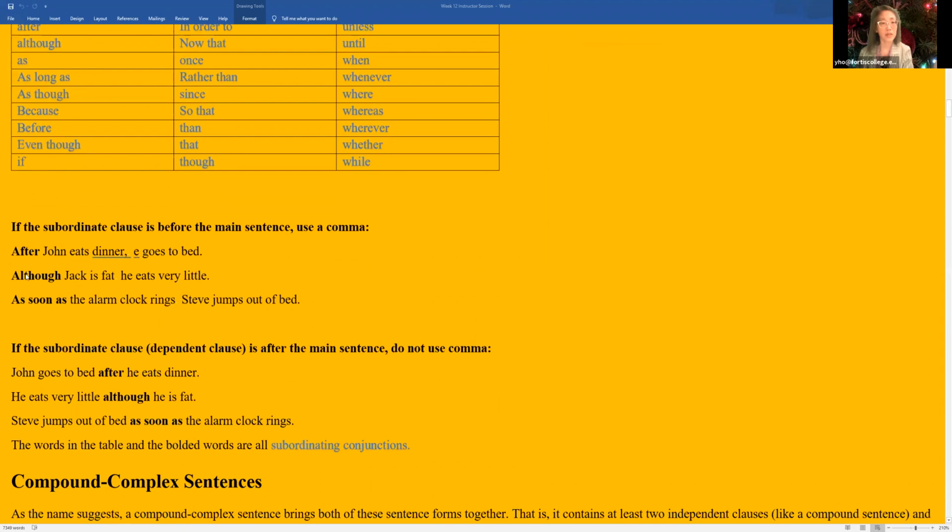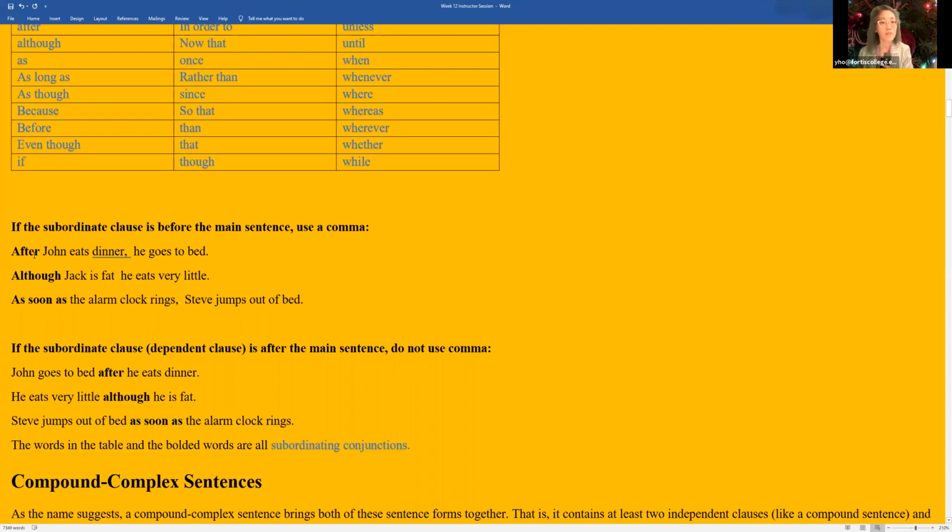And so here you have a complex sentence. Oh, it should have a he. All right. And so you have a complex sentence when you have a dependent clause, after John eats dinner, then you have a comma, and then you have an independent clause, he goes to bed. Although Jack is fat, dependent clause, then comma, he eats very little, independent clause. As soon as the alarm clock rings, this should have a comma. Steve jumps out of bed.